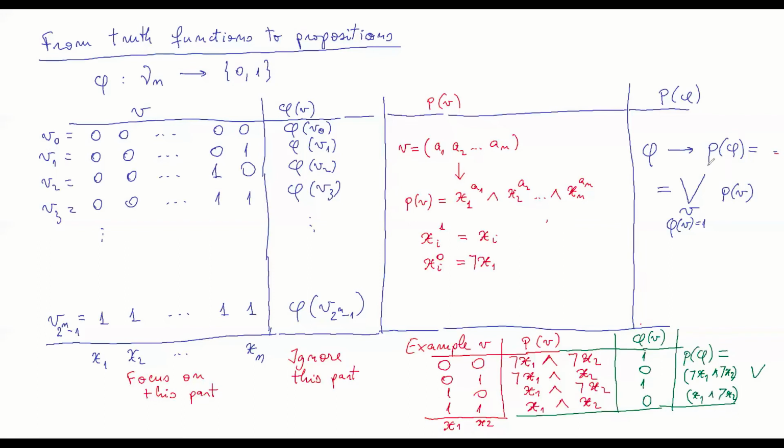And so in general, this is going to be the proposition associated to phi. It's a big disjunction over all the vectors having value phi of v equal 1 of the propositional encoding of the vector v, p of v, which we have just described in the previous steps.